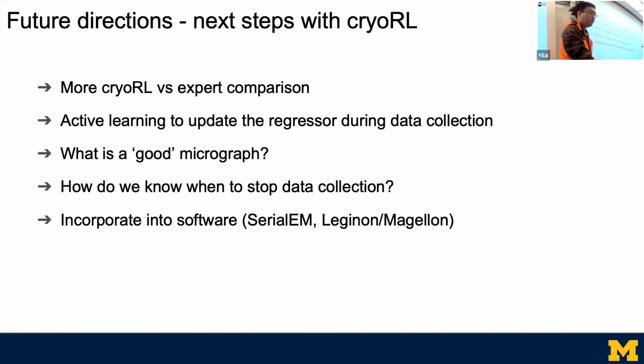And next, another thing is we probably need a better metric for a good micrograph. Currently, we are using CTF resolution, but as introduced before, it also has its own limitations. And also, how do we know when to stop data collection? If, say, we have a very bad grid that basically has no good data on it, what's the early stop point, so that before the given time duration, we can say this is not a good grid, and just stop collecting. The last thing is to incorporate this into current data collection software like cryo-EM or Legion.